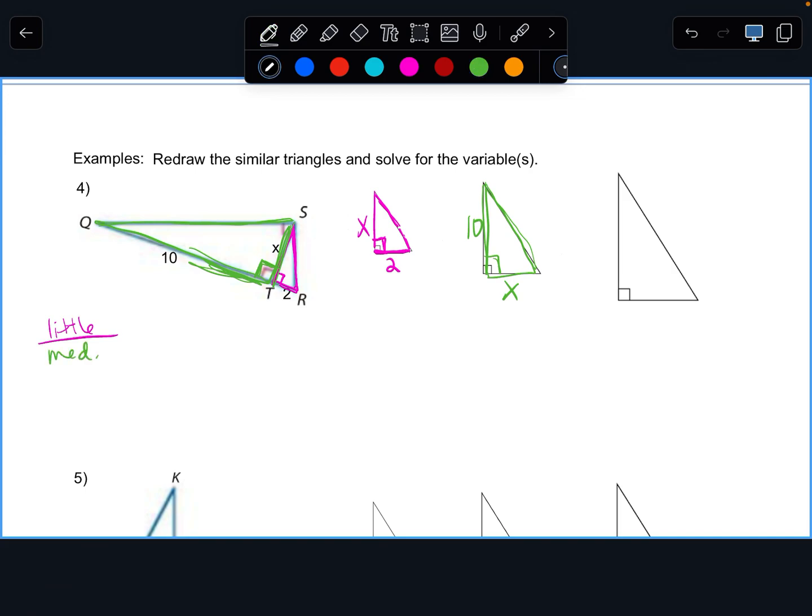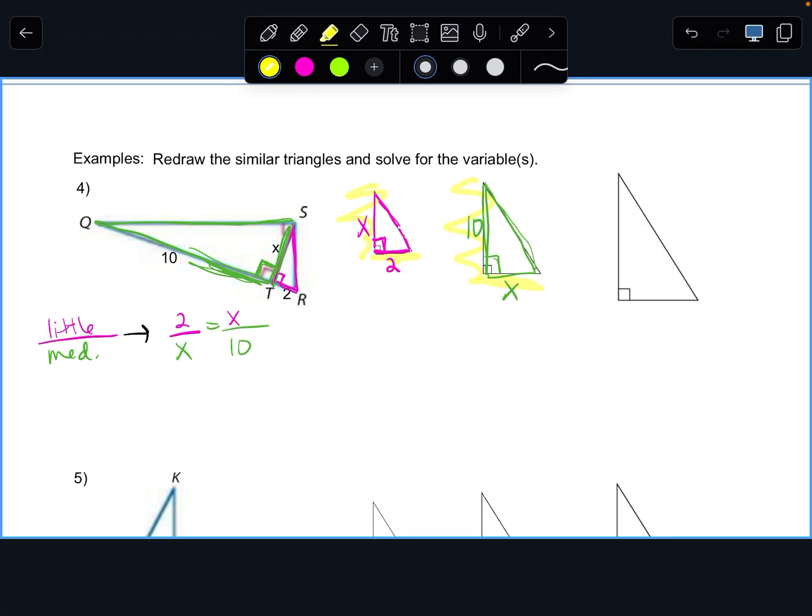With these, you can kind of cheat to tell if you're doing it right. So I'm going to go short leg over short leg equals long leg over long leg. So basically I did short leg, long leg, right? And this is what I'm saying. You can cheat. You know you set it up right because one of your diagonals will match.